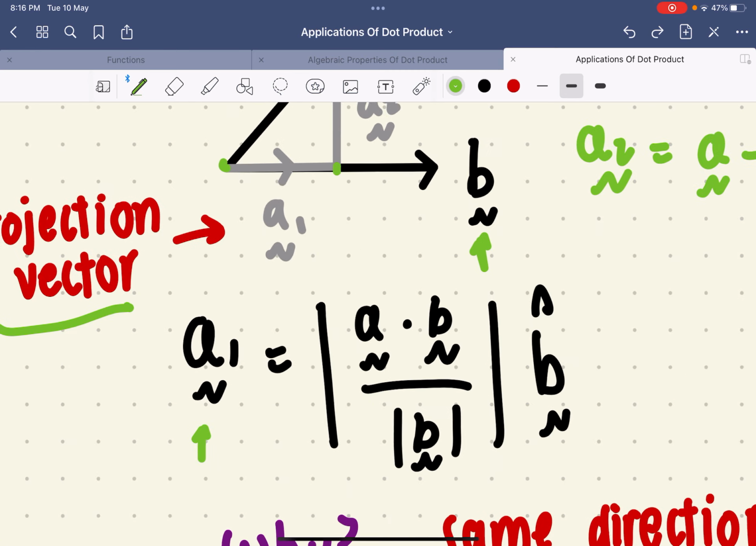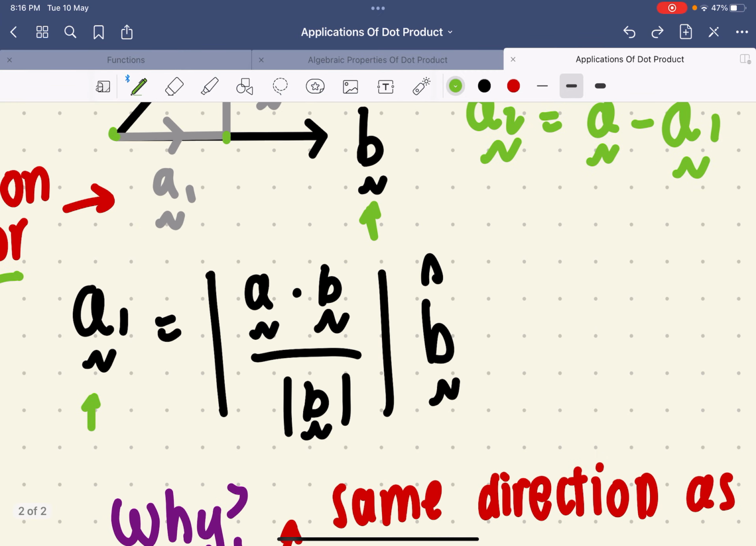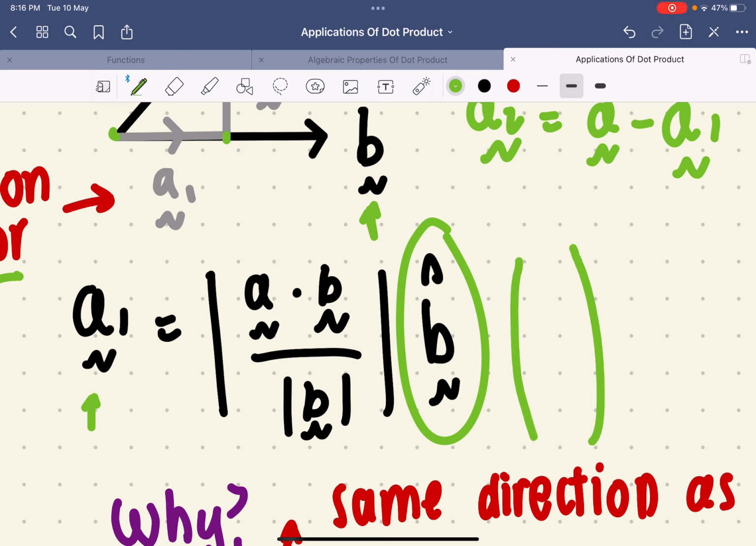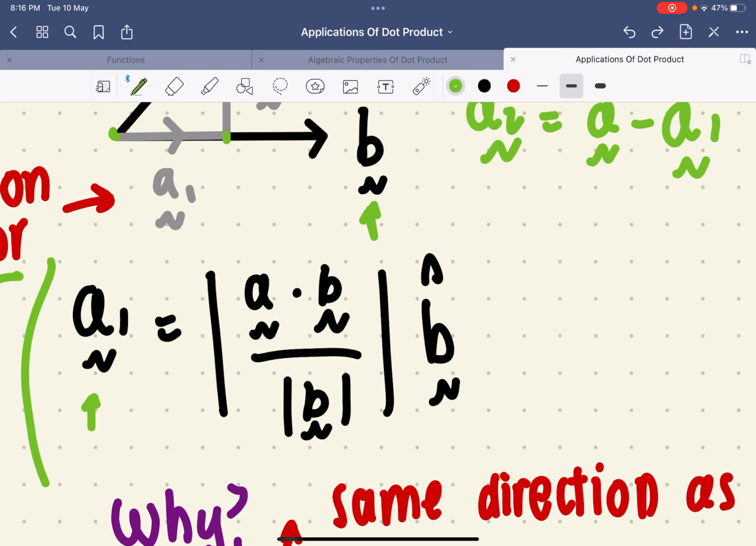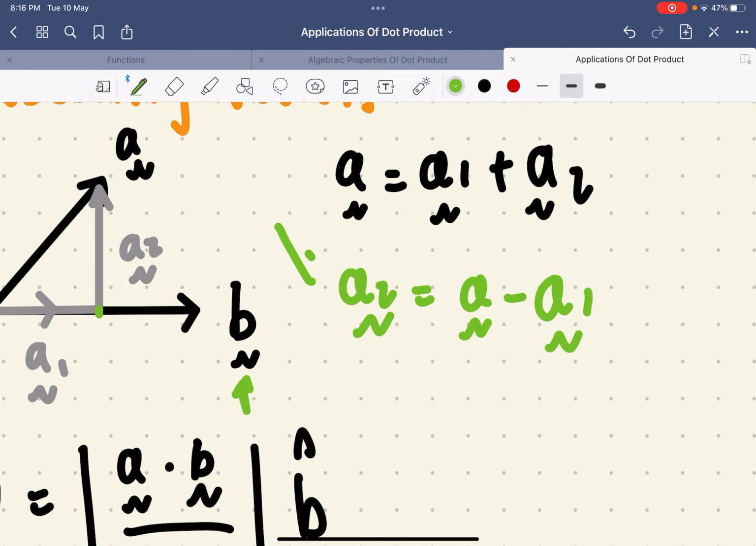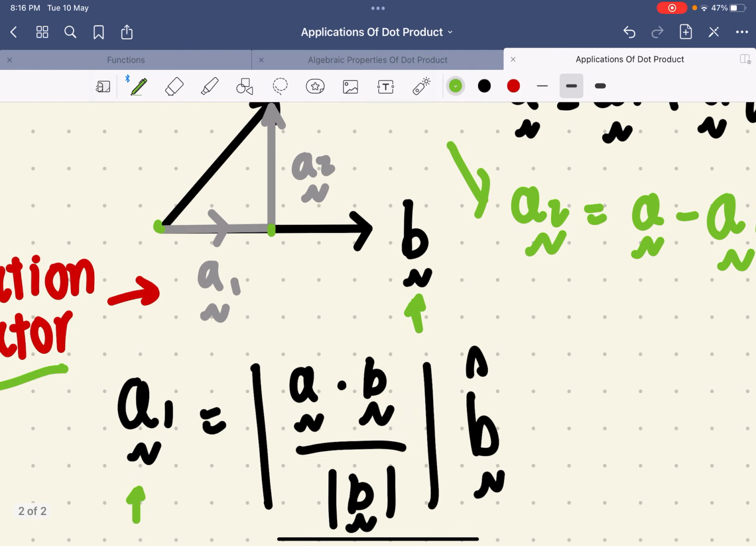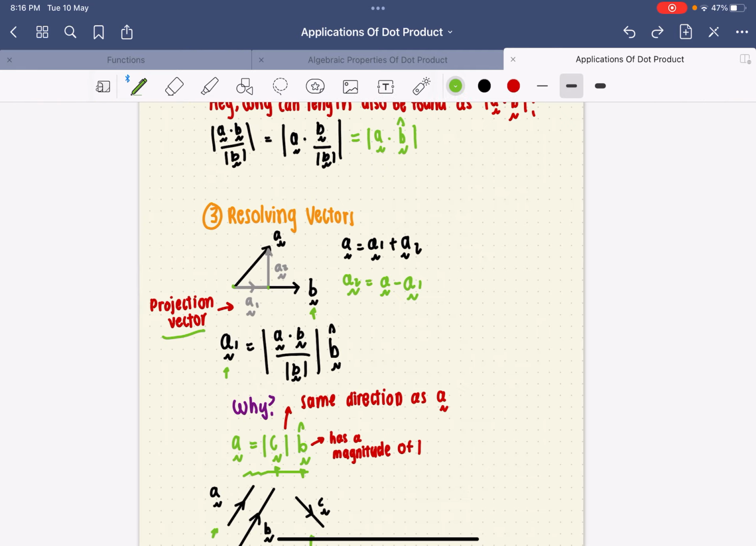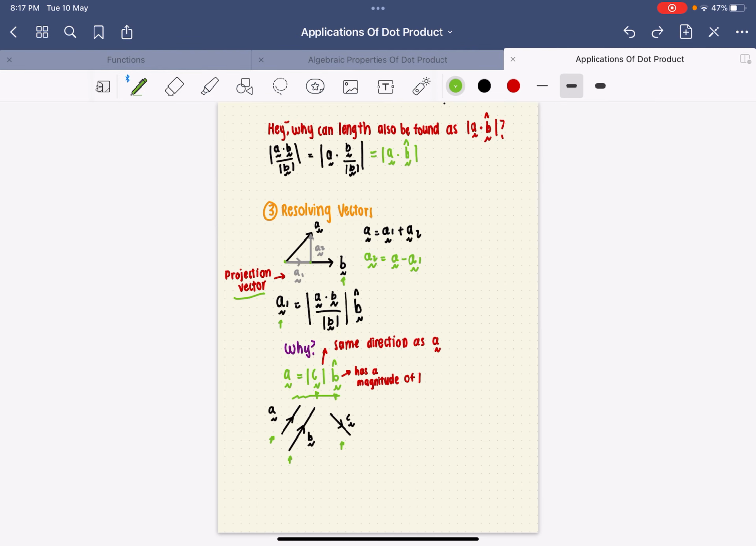Then you get A1 already. Then you get the projection vector. Then this B cap not only provides us with the direction, it also allows us to express it in the vector form. Okay, so it's super useful. By this formula, very powerful. Then you get A2, then you can find the vector of A2 as well. And that is it for application of dot product.